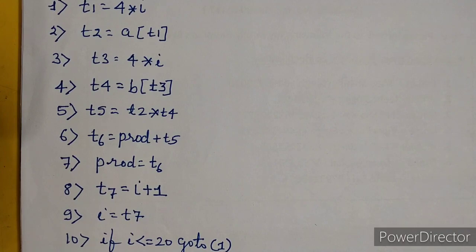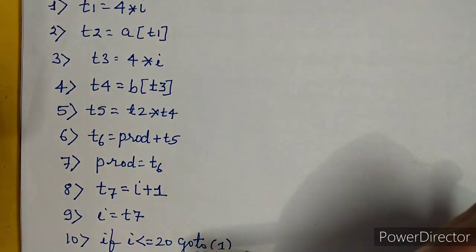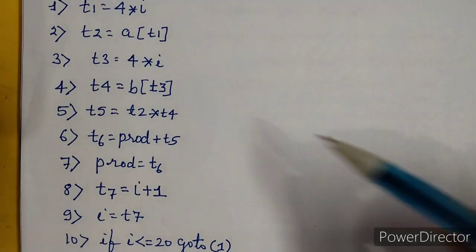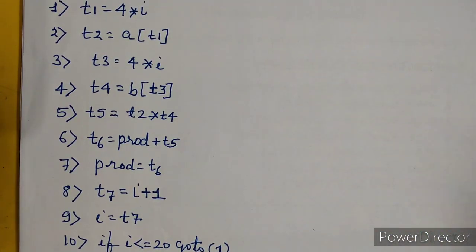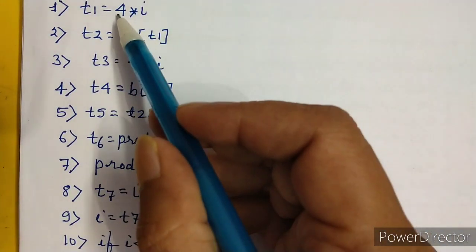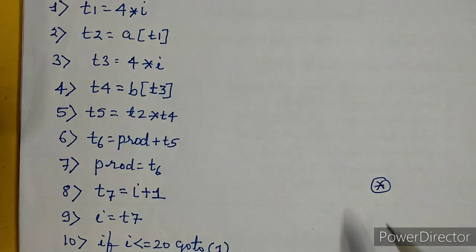Let's understand with the help of an example. This is the 3 address code for the basic block, and here we will draw the DAG for this 3 address code. Let's consider the first line, T1 is equal to 4 into I. Here the operator is multiplication, so we can draw multiplication. We have to construct a node for 4 because we have not constructed a node for 4 yet.